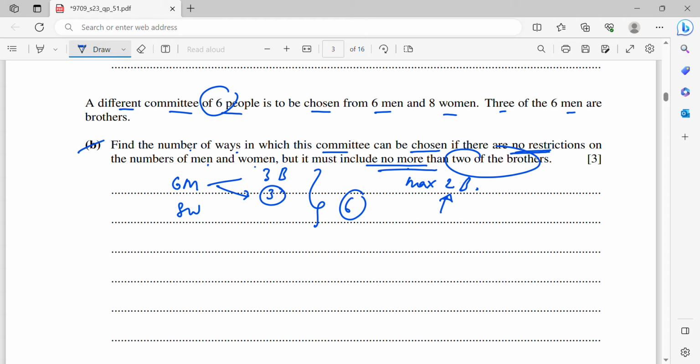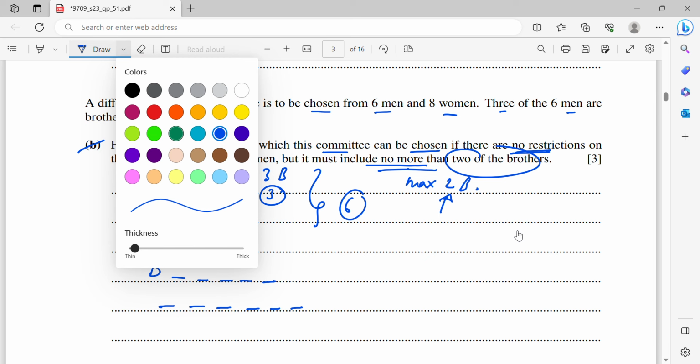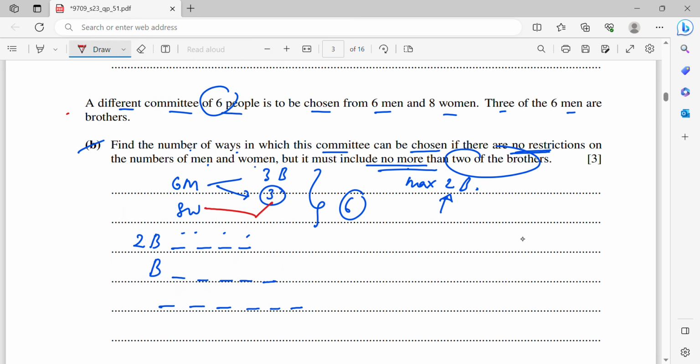Consider maximum 2 brothers. So I will say that it can be 2 brothers, and then since I need 6 people, I have to choose another 4. And then it could be 1 brother, then I have to choose 5. Then it can be none of them, so I have to choose any 6. Now just for your information, if 2 brothers are chosen, the remaining 4 committee members must be chosen from the 8 women plus the other 3 men. So the total here will be 11. So from 11 I need to choose 4.